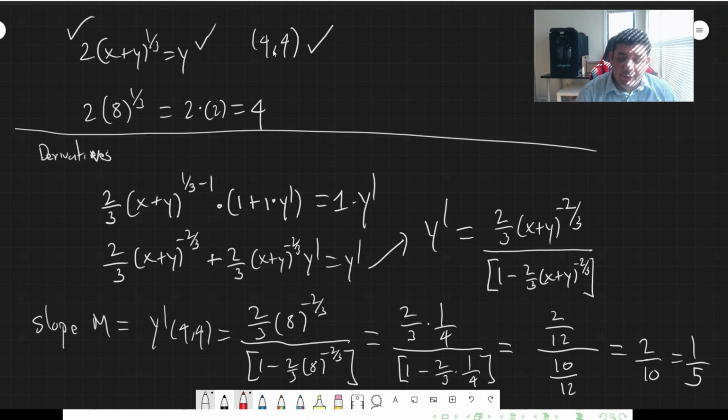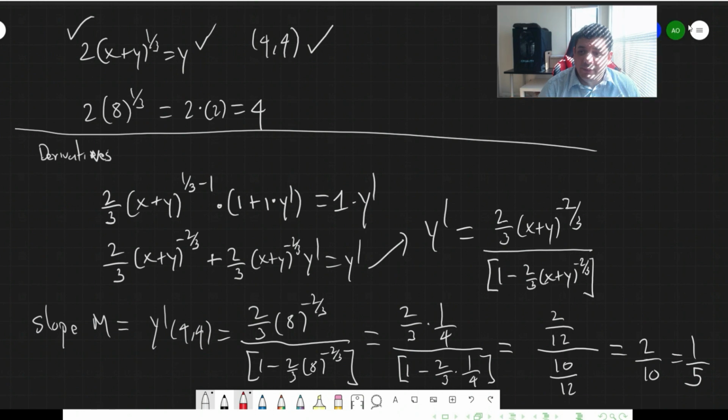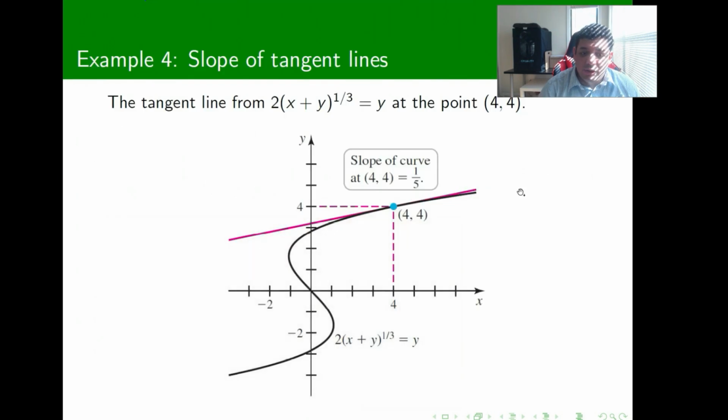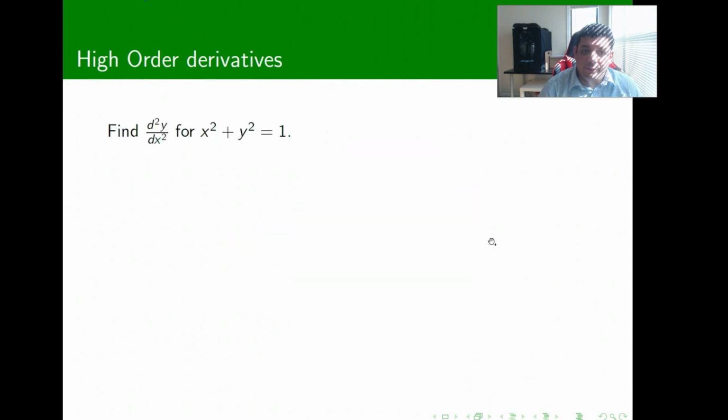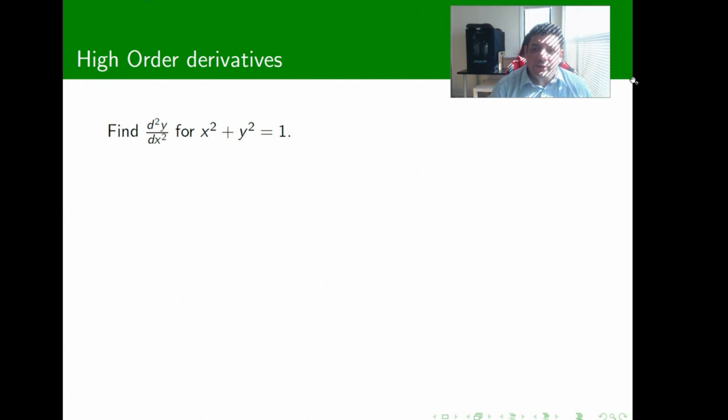Now we have the point as well. So with that, we can find the equation of the tangent line. Okay, so we have this slope of the curve, 1/5, and we find this tangent line in here with the point (4, 4). Okay. Now, we can also take higher order derivatives with implicit differentiation.